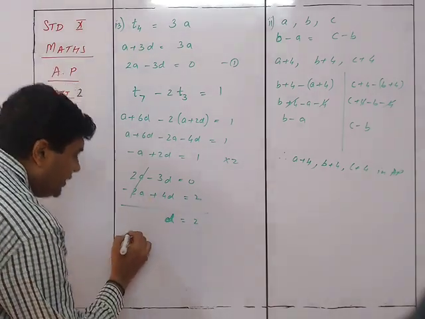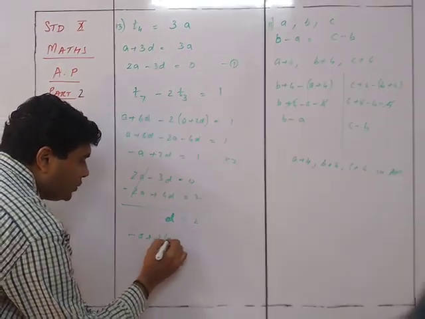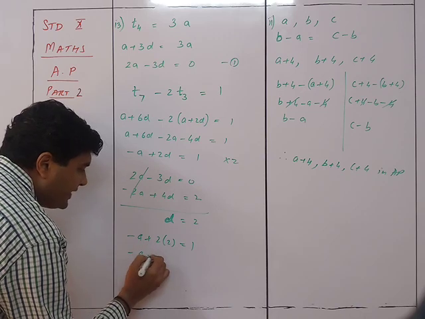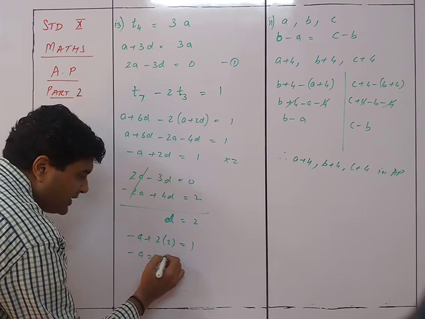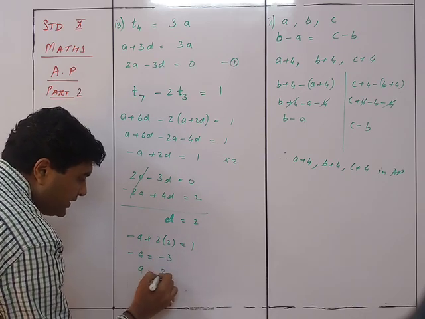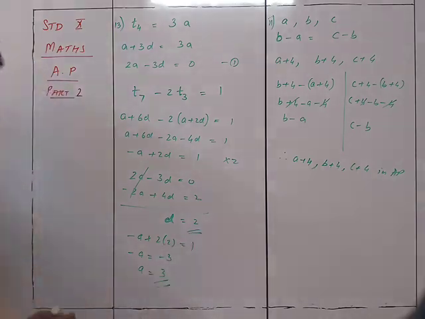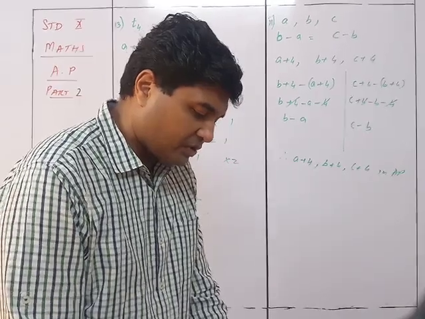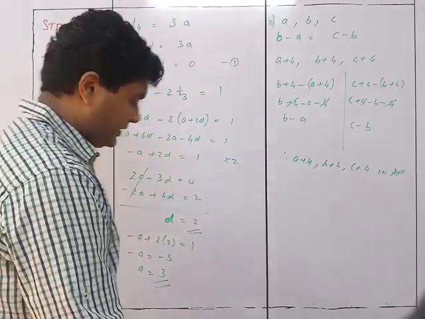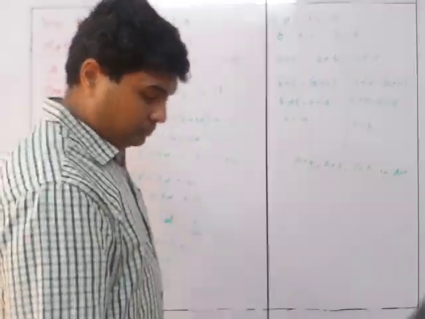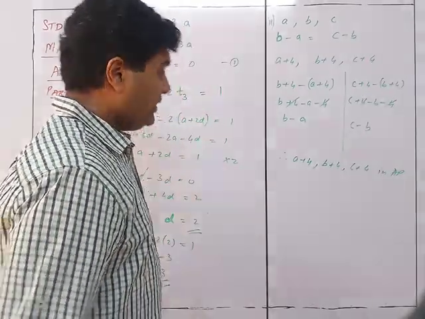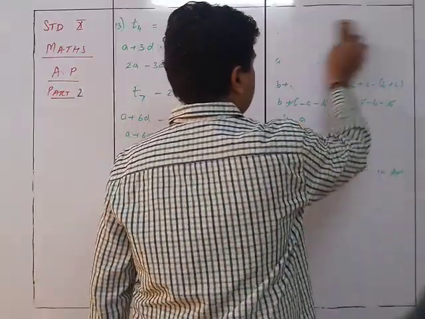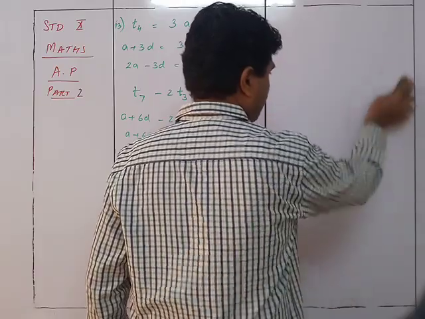What will be A? Minus A plus 2 into 2 is equal to 1. So minus A is equal to 4... so it is minus 3. So A is equal to 3. So the answer is A is equal to 3 and D is equal to 2. The first term is 3 and the common difference is 2. That was sum number 13. We move on to the last sum of this exercise, that is sum number 15.